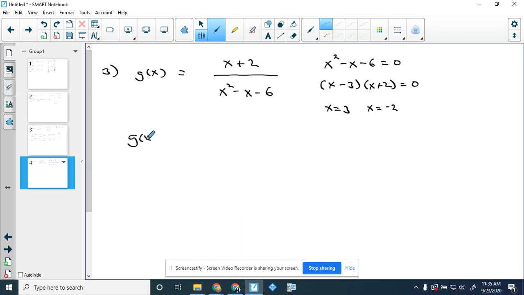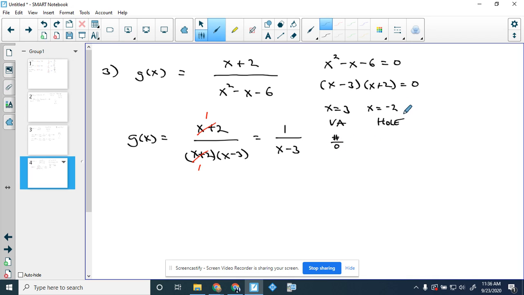So if I went ahead and simplified this fraction, because this was (x plus 2) over (x plus 2)(x minus 3), notice you can cross these out. And so this ends up completely simplified. And if you remember, x equals 3 was your VA, where here, this was your hole. Now, how could I have seen that? Well, if I plugged 3 into the original function, I would have gotten number over 0, which tells me I'm going to get a VA. And if I plugged -2 into the original function, I would have gotten 0 over 0, which tells me there's going to be a hole there.